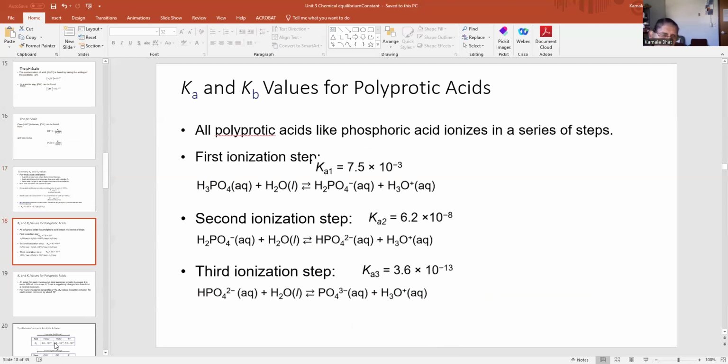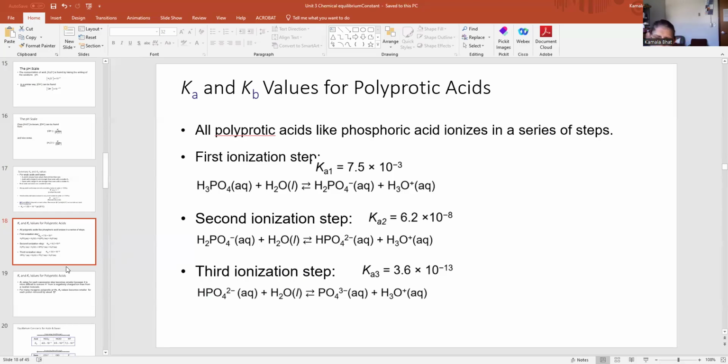Now we go to the polyprotic acids. We will do this part in greater depth a little bit later on, but polyprotic acids, like phosphoric acid, ionize in a series of steps. Remember that the acid and its conjugate base must differ by one proton. So you cannot take two protons in one step. You have to take them one at a time. And so the reaction is shown over here.